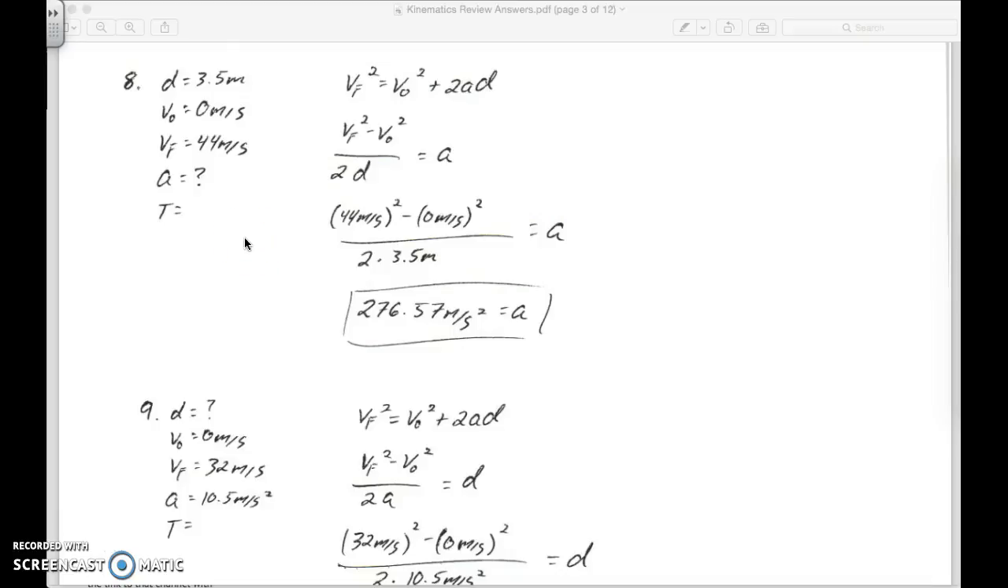Here are the solutions to problems 8, 9, and 10 from the Kinematics review. Number 8, a baseball pitcher throws a fastball at a speed of 44 meters per second. That's going to be the final speed of the ball because before he throws it, it's not moving. The initial speed is going to be 0.